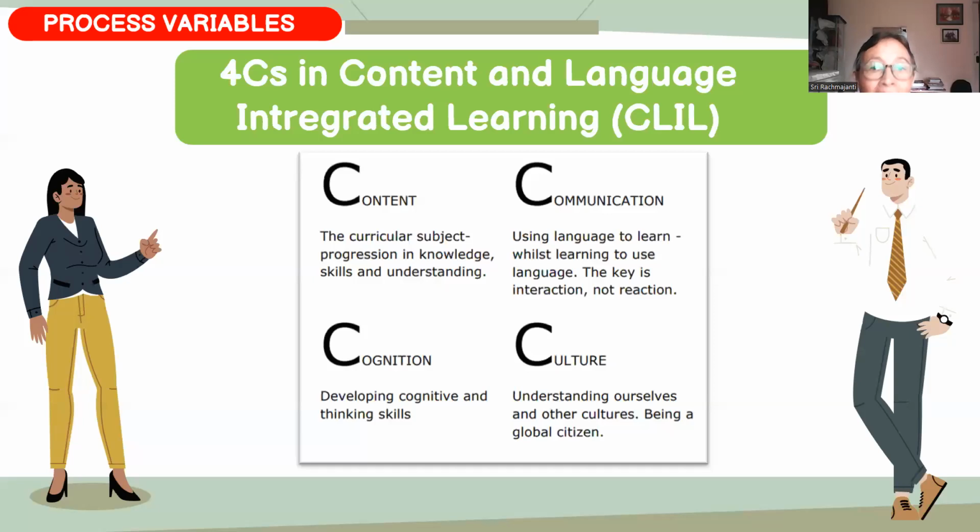While we communicate, while we are handling tasks, try to include critical thinking skills, that is cognition. And if your students are not only from Indonesia, not only from one culture, you have to think also of the culture, so that we can respect each other. Culture is very important. Next please, Pak.